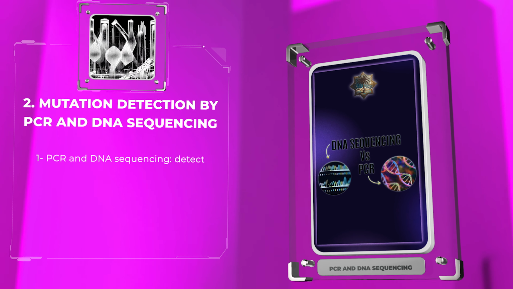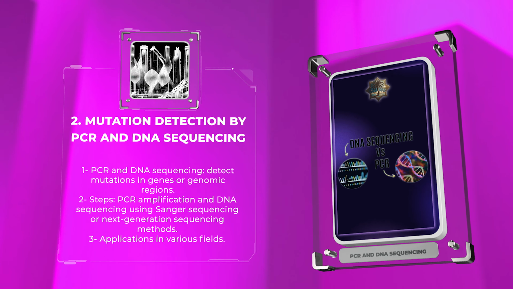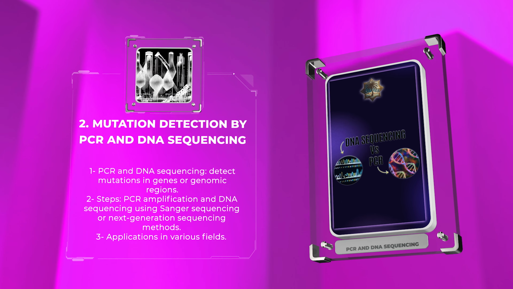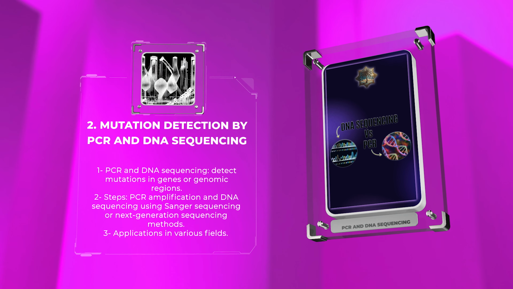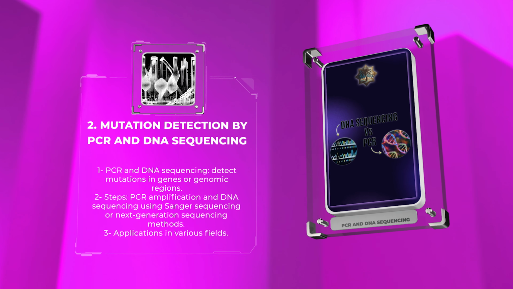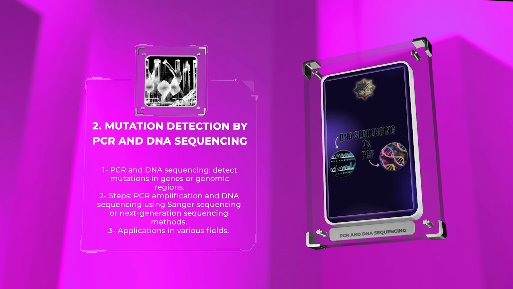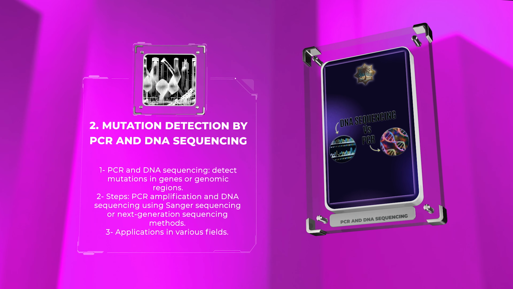In the mutation detection by PCR and DNA sequencing section of the video, we explain how PCR and DNA sequencing are used to detect mutations in genes or genomic regions. We cover the steps of PCR amplification and DNA sequencing using Sanger sequencing or next-generation sequencing methods. The applications of mutation detection in various fields are also discussed.